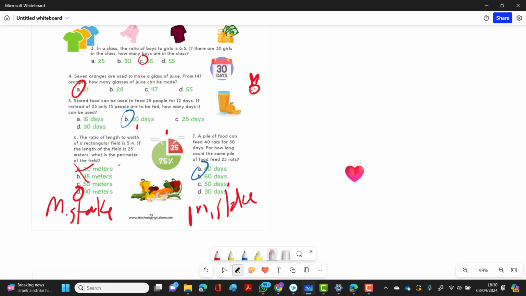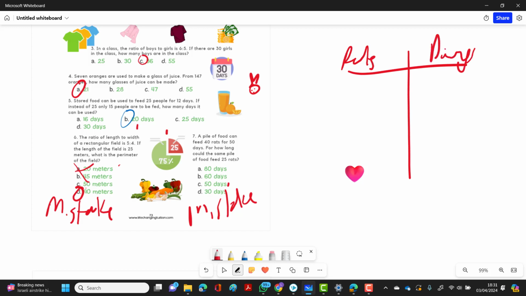Okay, next question. A pile of food feeds 40 rats for 50 days. So comparing rats and days: 40 rats will feed 50 days. How long will the same pile last for 25 rats? Again, this is inverse ratio, so you have to do the opposites.